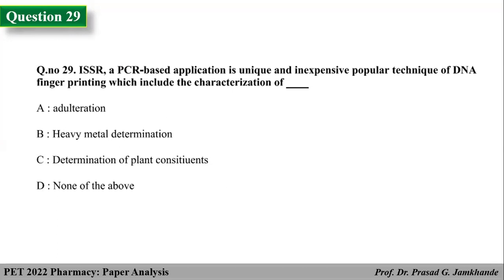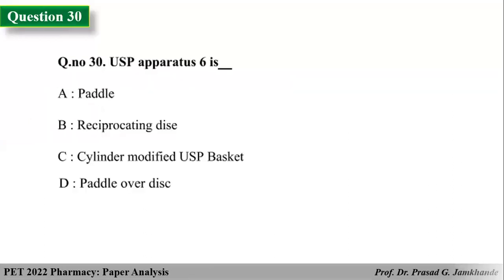DNA fingerprinting, which includes the characterization of what? By using this particular technique, what is characterized? The answer is adulteration. That means we are using this technique for characterization of adulteration. But this technique is not used for heavy metal detection in DNA or determination of plant constituents. But we can identify the adulteration by using this technique.